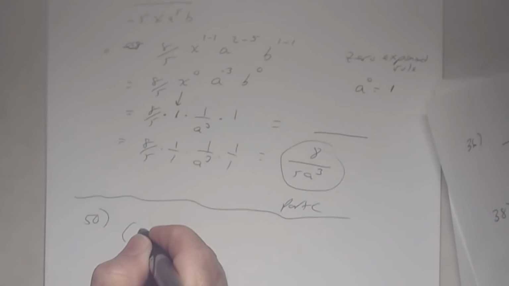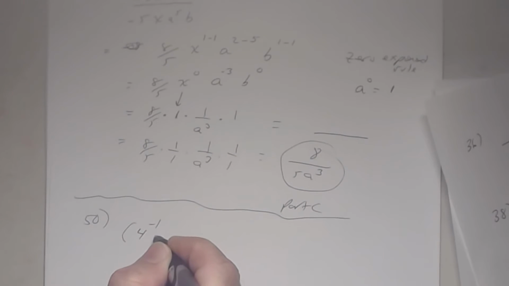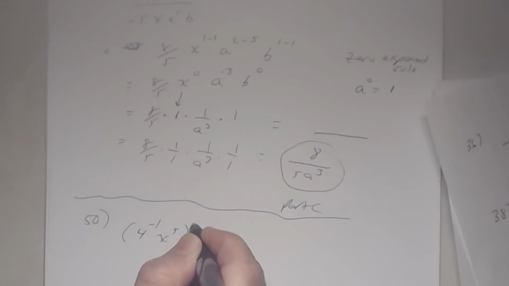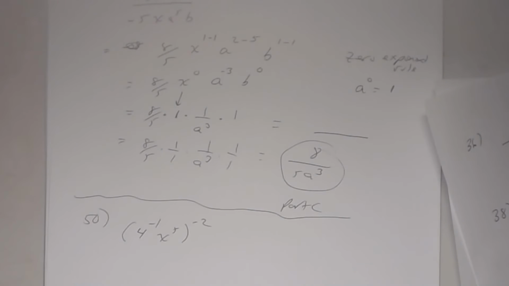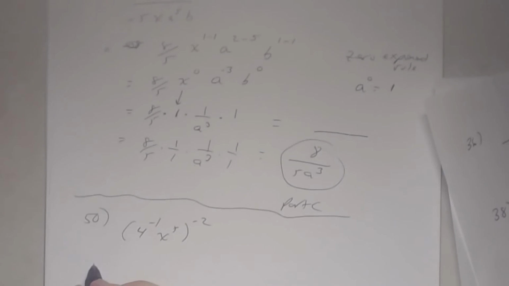It's a little bit more complicated. You have this: 4 to the negative 1 times x to the fifth, raised to the negative second. It's still doable. You have enough information to do this. What rule are you going to use first? Power of a product. See, the parentheses is a product, right? And I'm raising it to a power. So the power of a product says I take each of those factors that's inside the parentheses and I raise it to that exponent. So what's the first factor you see?